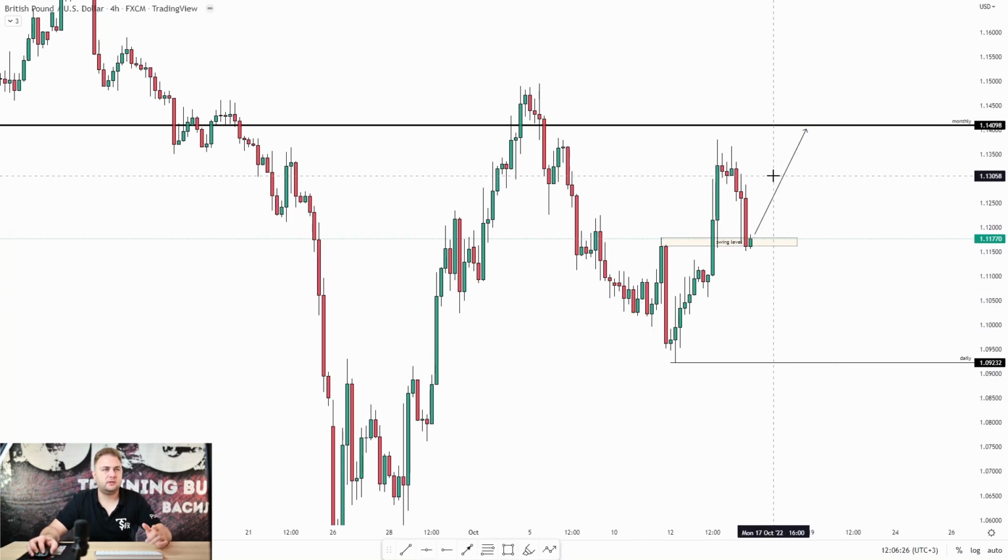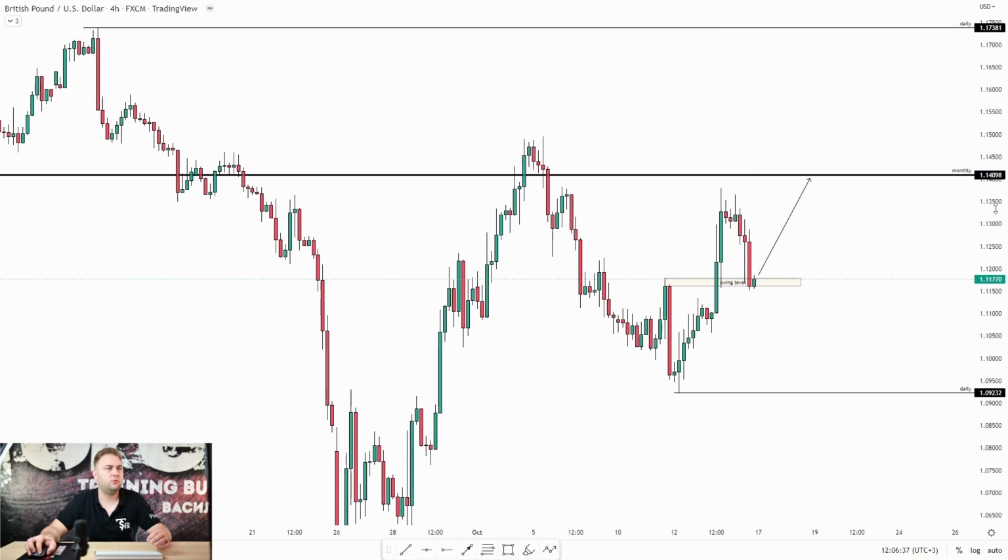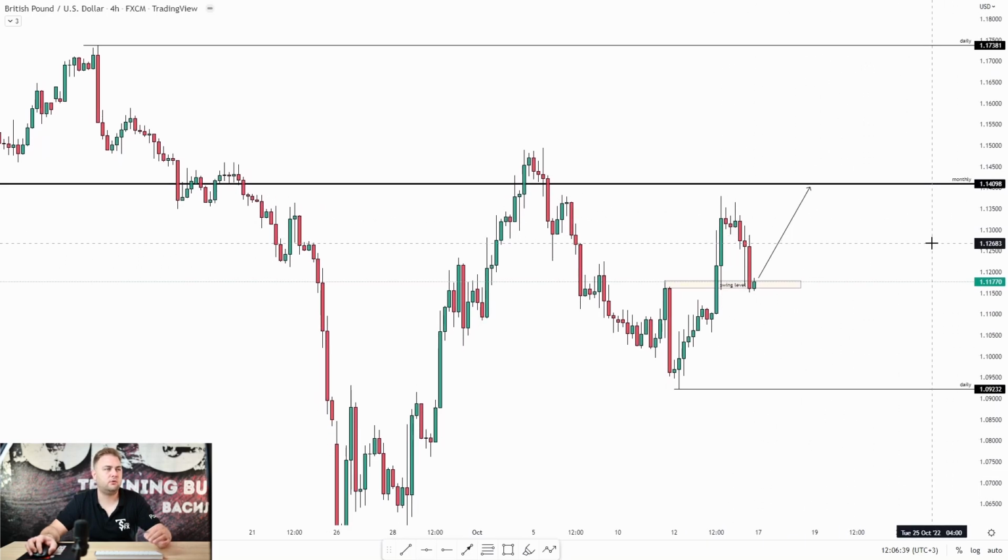If the price breaks this high over here, we don't need a swing level over here, because this is very close to the monthly level. When we have a monthly level or a daily level or a weekly level, we don't need the swing levels. We also need them when there are no strong levels of support and resistance.